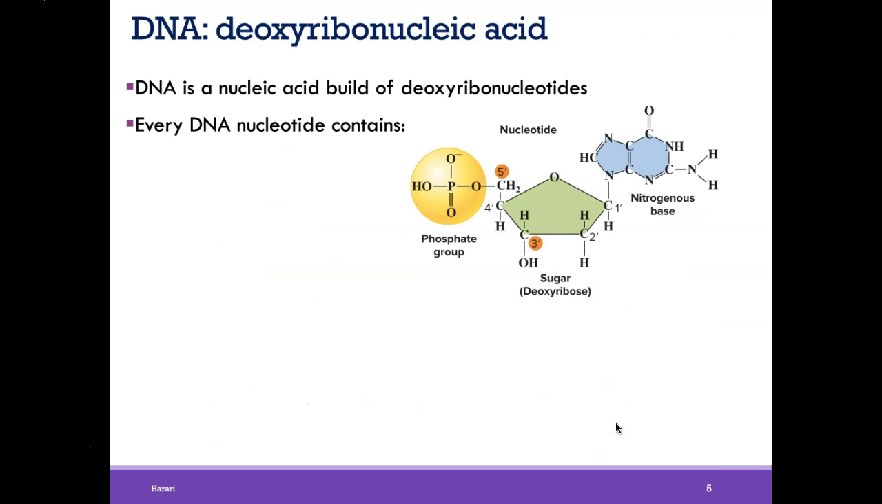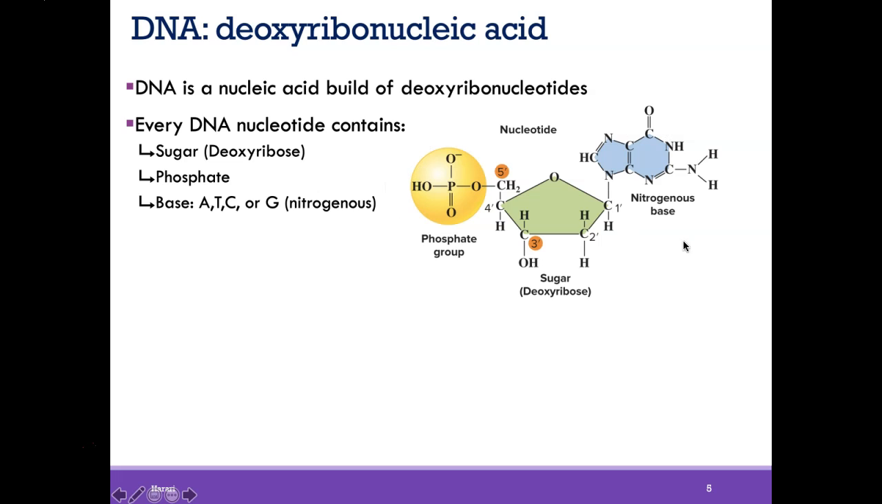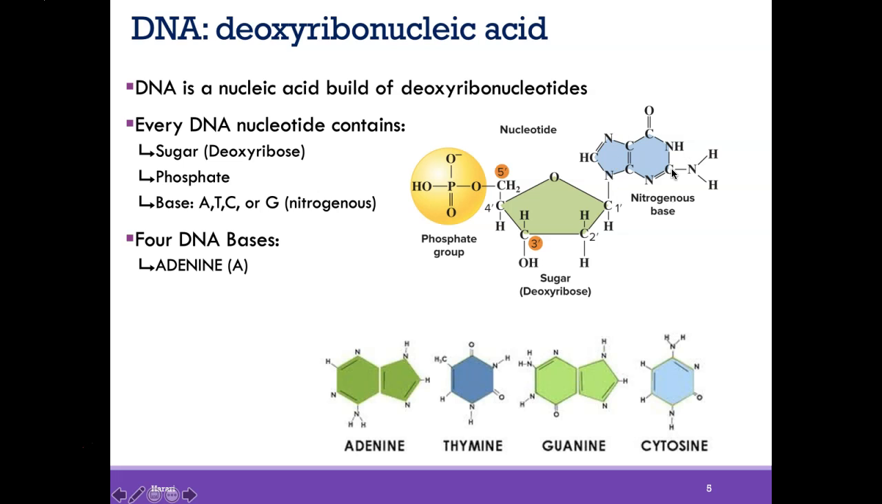So DNA is a nucleic acid built of deoxyribonucleotides, we said, and each DNA nucleotide has 3 parts. It has a sugar. In the case of DNA, it's always deoxyribose. It has a phosphate group, and it has a base. We say this base is nitrogenous because it has many nitrogens. The base can be one of 4 types. You can have an adenine, which we abbreviate A. We have thymine, we have guanine, or cytosine.